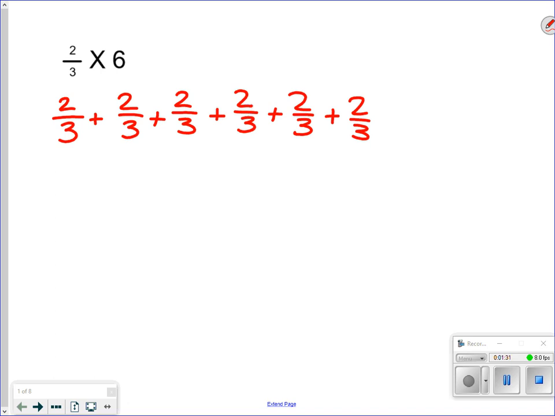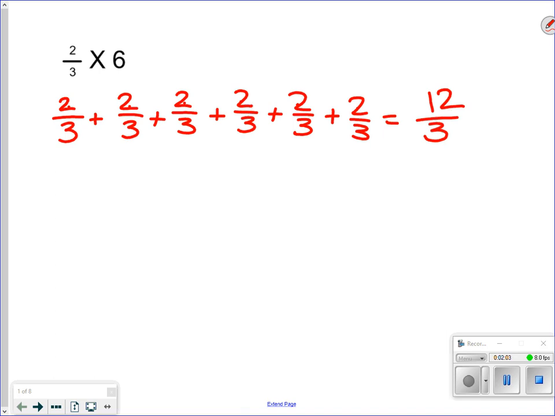No, I'm still going to have it over a denominator of 3 because I do not add my denominators. I never add my denominators. So when I add my numerators, I just count by 2, because when I'm adding 2 plus 2 plus 2 plus 2, I just count by 2. 2, 4, 6, 8, 10, 12.